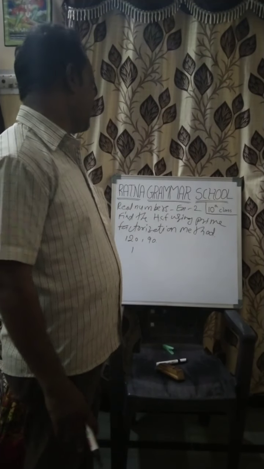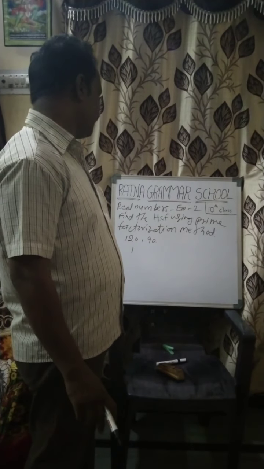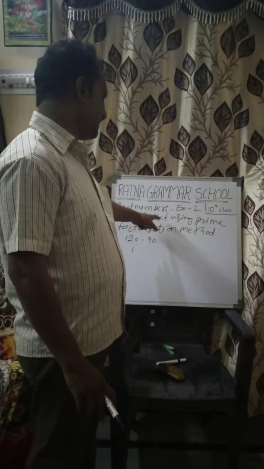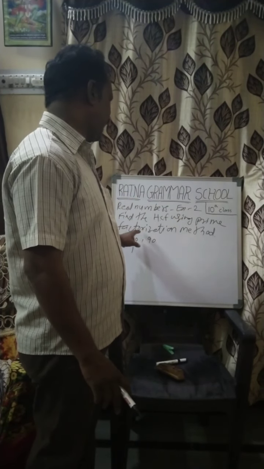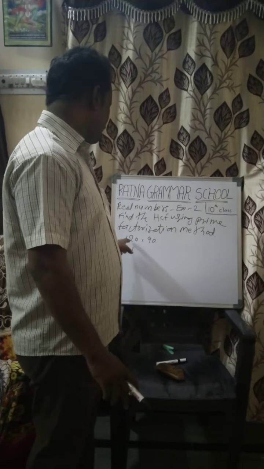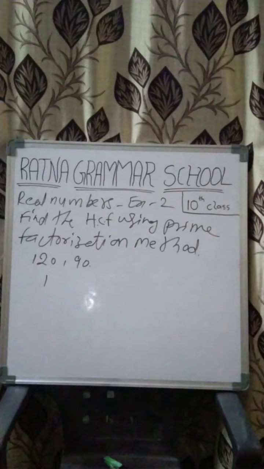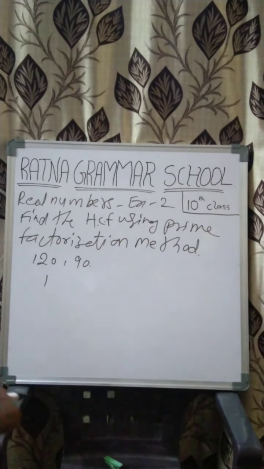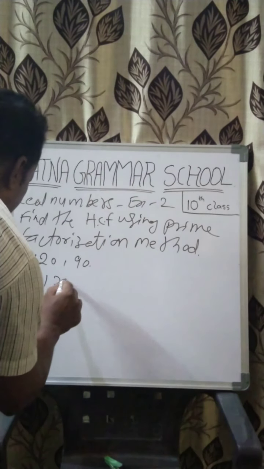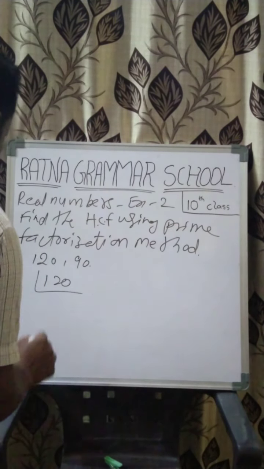Dear students, today's class is Real Numbers, Exercise 2. For the question, find the HCF using the prime factorization method. The numbers are 120 and 90. So first, find the prime factors of 120.